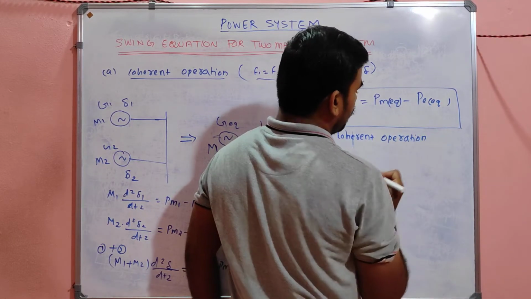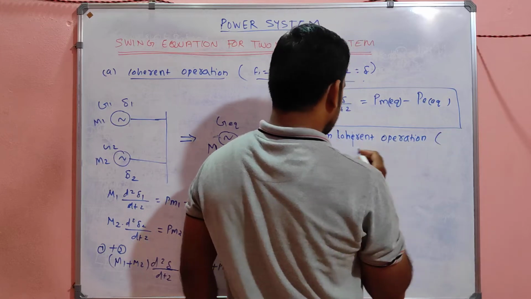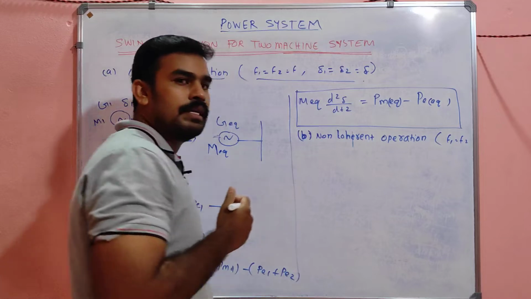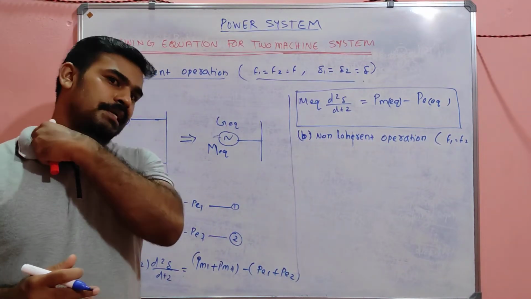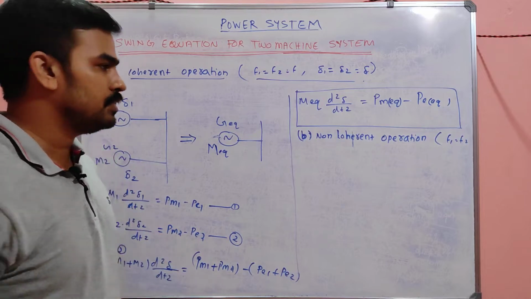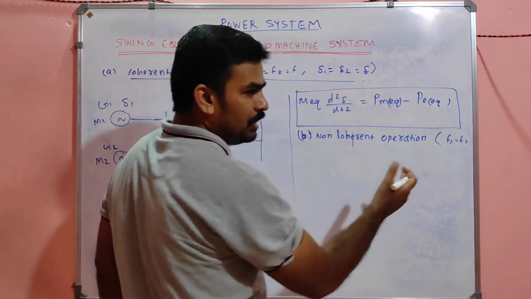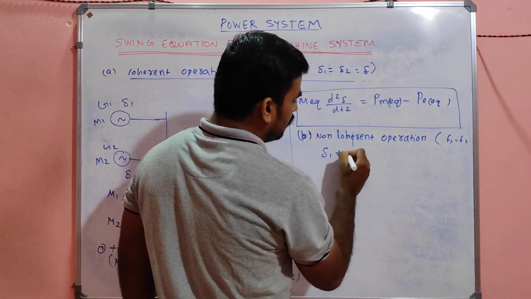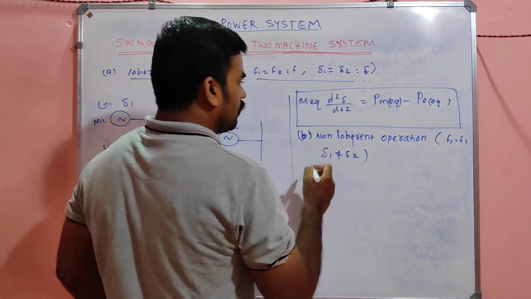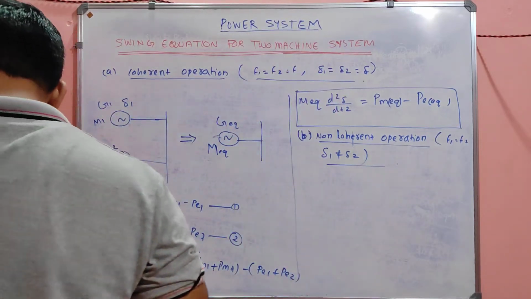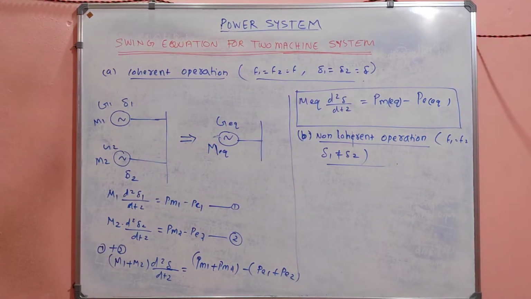So what is meant by non-coherent operation? Non-coherent operation means the frequency will definitely be the same, there will not be any change, because if the frequencies are different, then we can't synchronize the alternator, right? So the frequency will of course be the same, so no need to indicate or separately mention that. But del 1 is not equal to del 2. Del 1 not equal to del 2, my dears, that is the meaning of a non-coherent operation.